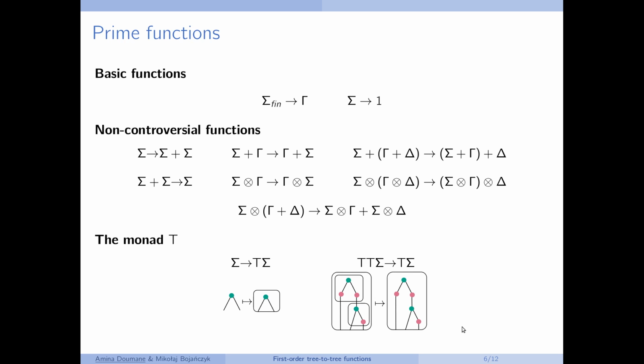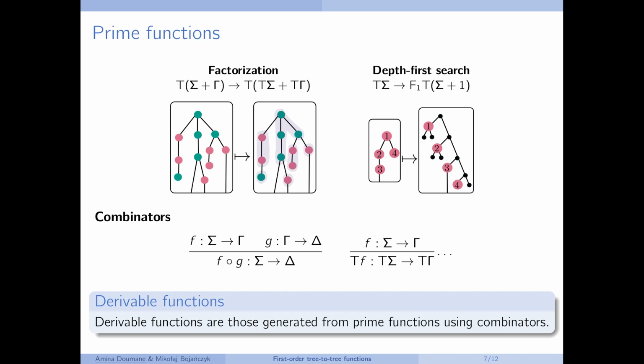We are not yet done with prime functions. We have another function called factorization, which regroups the elements of a term into blocks having the same type, as you can see here in the picture. Another important prime function is depth first search, which takes as input a term and outputs another one representing its depth first traversal. And of course, we have many other small functions about this data type that I didn't present, but you can see them in the paper if you want.